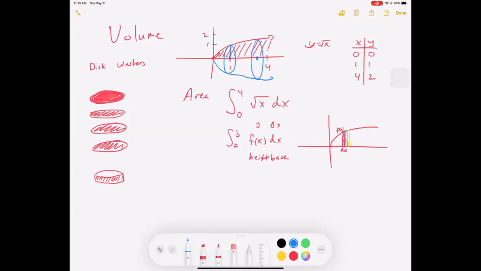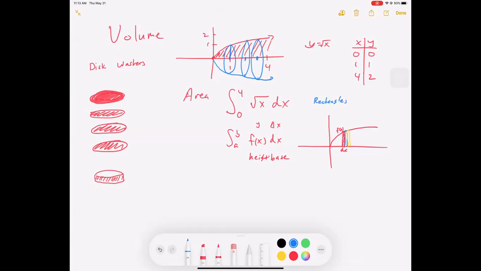Okay. And we're going to do this infinitely many times. And the integral is going to add that up for us. So our basic idea is somewhat very similar to what we did before. For area, we added rectangles. But for volume, we're going to add circles.